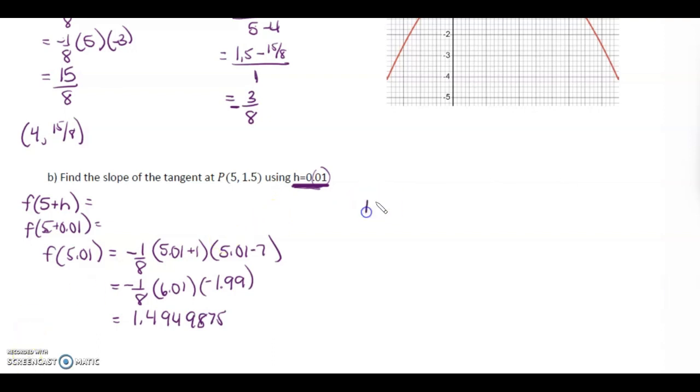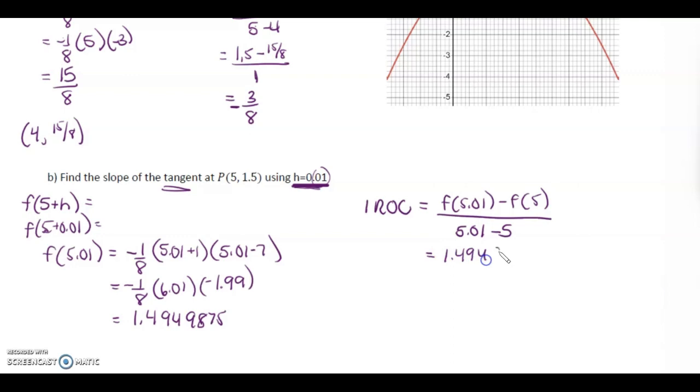So let's go ahead and do the instantaneous rate of change because that's what we're doing when we're finding the slope of the tangent. So we're going to use f at 5.01 minus f at 5, and then that's going to be over 5.01 minus 5. Okay, so we get 1.4949875 minus this 1.5 all over 0.01. And just to highlight this, that denominator is always going to be h.